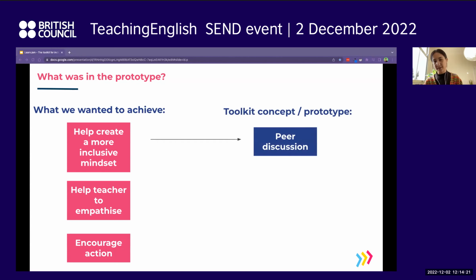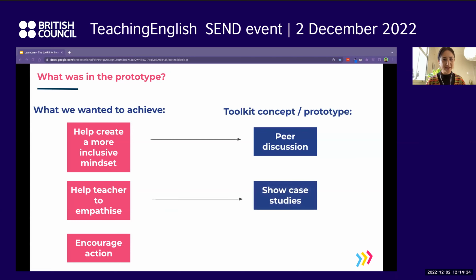So what this brought into the toolkit was, for example, to help create a more inclusive mindset, one of the ideas that we had was that we would use a peer discussion. Discussion is a really essential part of this toolkit, which you'll see shortly. To help build empathy, we wanted to show and use case studies of real learners. And then to encourage action, we wanted to use tips and strategies that you could use tomorrow and think about how you could put these into your lesson plans immediately.